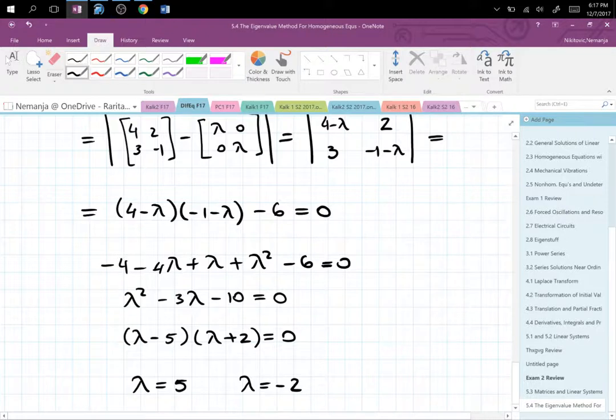Now, these eigenvalues turn out to be your exponents of e in a solution. So, like e to the something. So e to the 5t and e to the -2t. Yep. Right. Okay. Yeah.